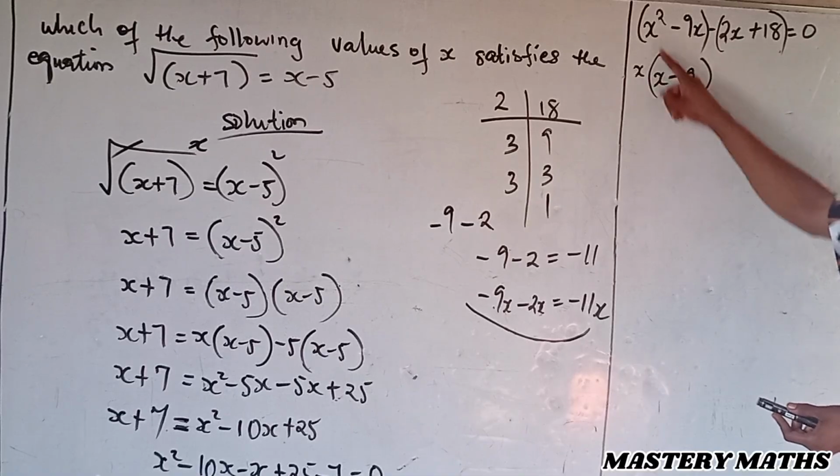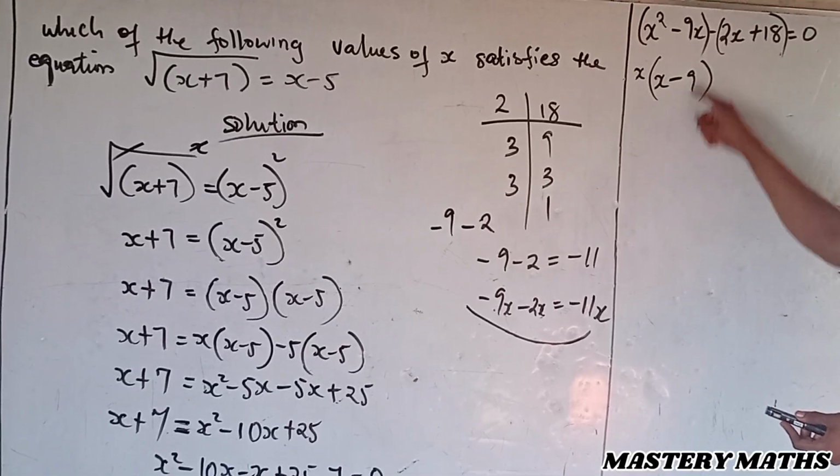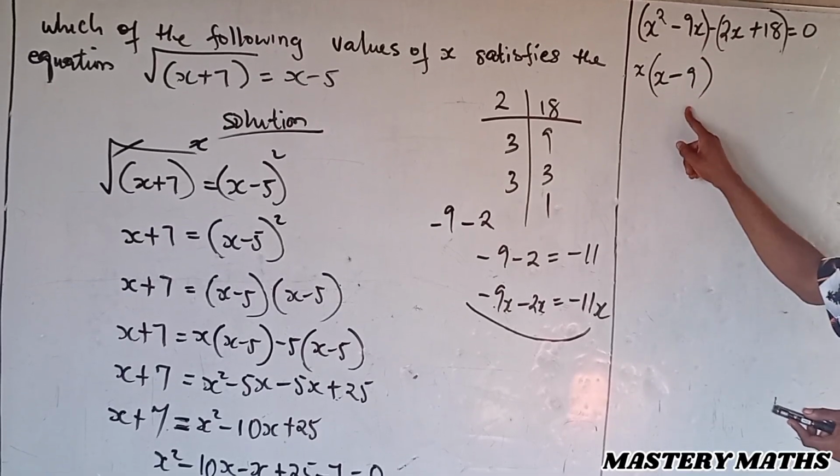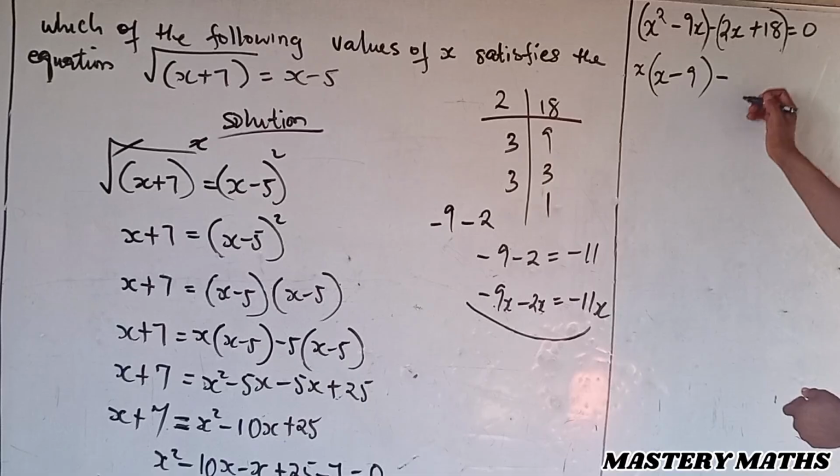Let's check. x times x, x squared, you've seen it. Minus x times this, 9x. So our work is correct. Now let's go to the next one. Remember, there's a sign outside. We bring the sign down.